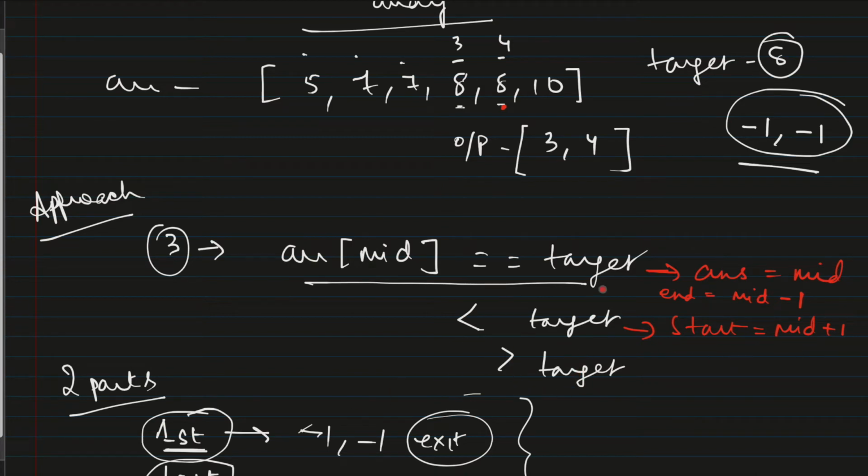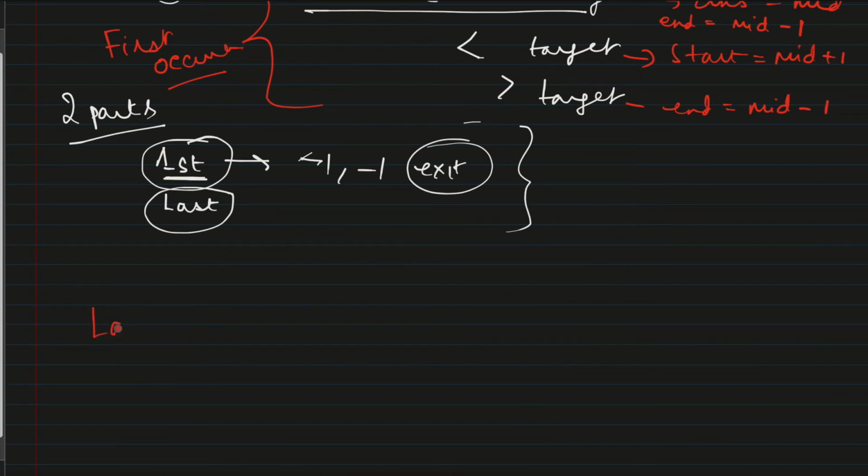If it is greater than target, again, if I'm at 10, what do I need to do? Again, I have to go left side. So there also I have to do end equal to mid minus 1. Only when it is exactly equal to target do we store answer equal to mid, and then move on. And of course, initially we can set the answer as -1, so that if it is not found, by default we return -1. That is all. So this is what we are going to do in the first occurrence. Now talking of the last occurrence.